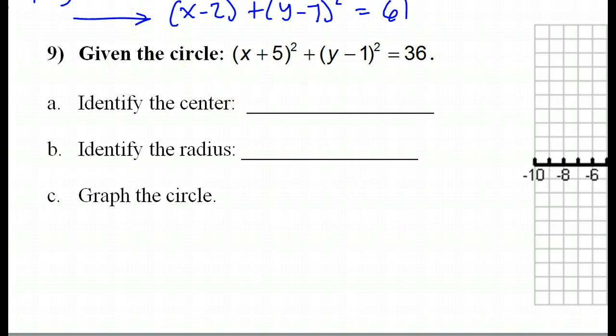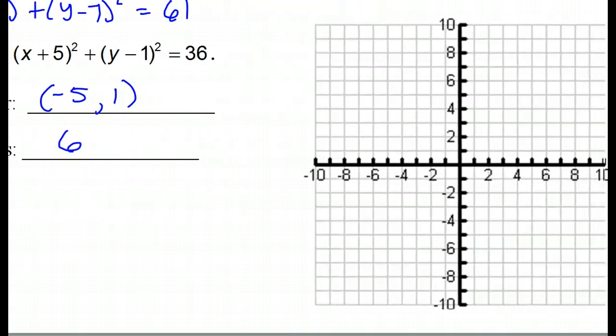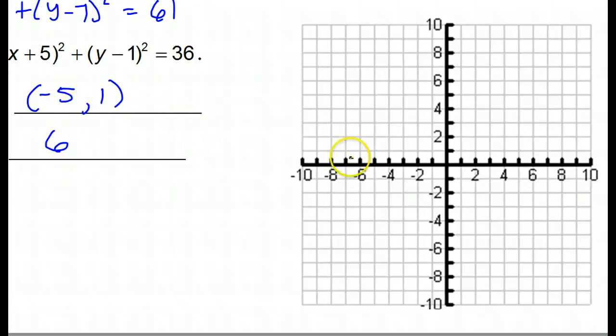Identify the center and the radius and graph it. Well, the center is going to be the opposite of these, so negative 5, positive 1. The radius is going to be the square root of that, so the radius is 6. Now graph the circle. I'm going to use the center and the radius there.